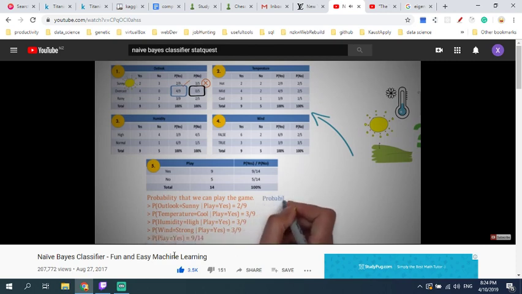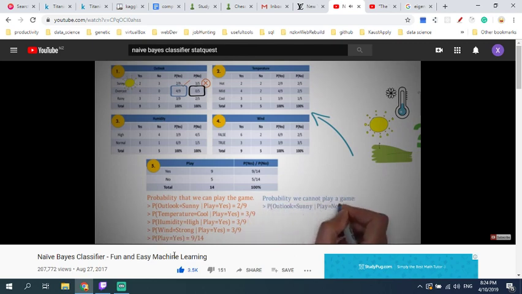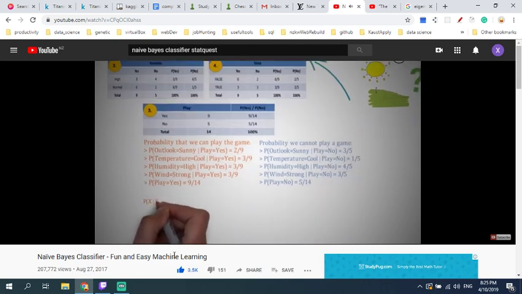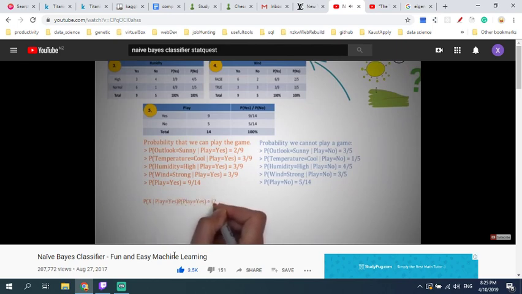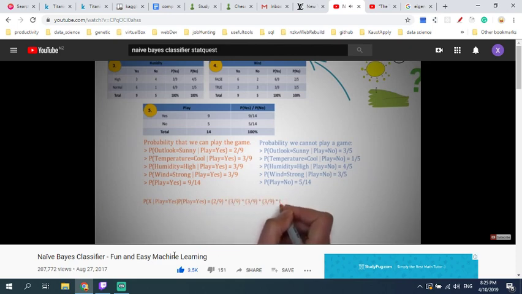Next, we consider the fact that we cannot play a game. So for outlook equals sunny, we get 3 out of 5, temperature equals cool, 1 out of 5, humidity 4 out of 5. Wind equals strong, given a no is 3 over 5. And then play equals no is 5 out of 14. Then using those results, you have to multiply the whole lot together. So you multiply all the probabilities for play equals yes, such as the probability that x given play equals yes, multiplied by play equals yes. So that is 2 over 9 times 3 over 9 times 3 over 9 times 3 over 9 times 9 over 14. And this gives us 0.053.